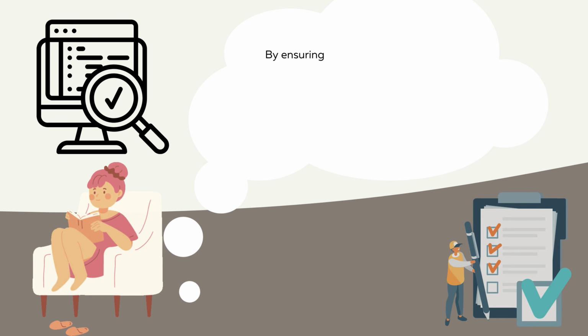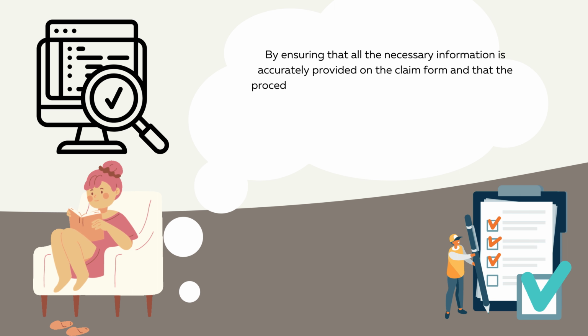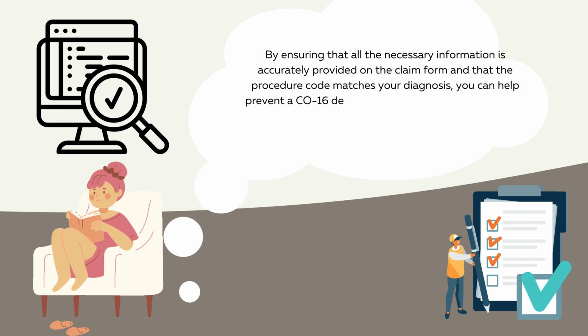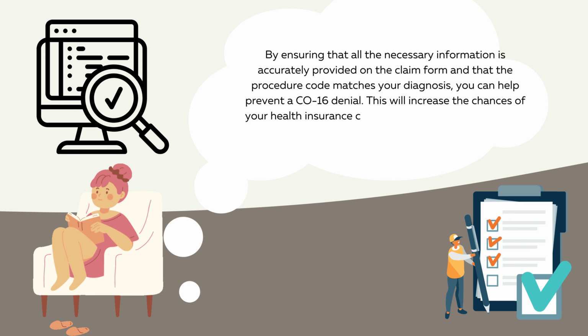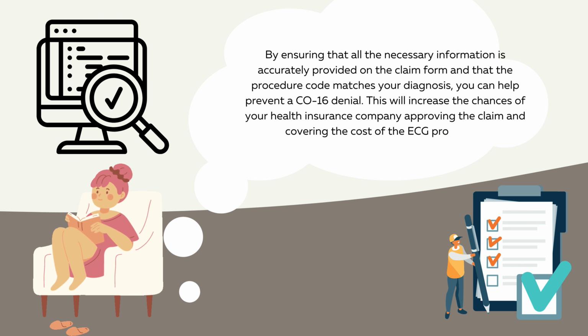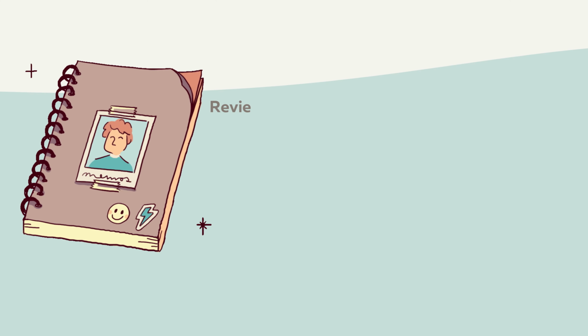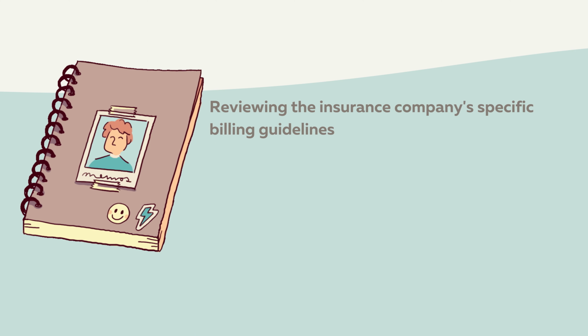By ensuring that all the necessary information is accurately provided on the claim form and that the procedure code matches your diagnosis, you can help prevent a CO16 denial. This will increase the chances of your health insurance company approving the claim and covering the cost of the ECG procedure. Paragraph 4. Reviewing the insurance company's specific billing guidelines and requirements is vital to prevent CO16 denials.